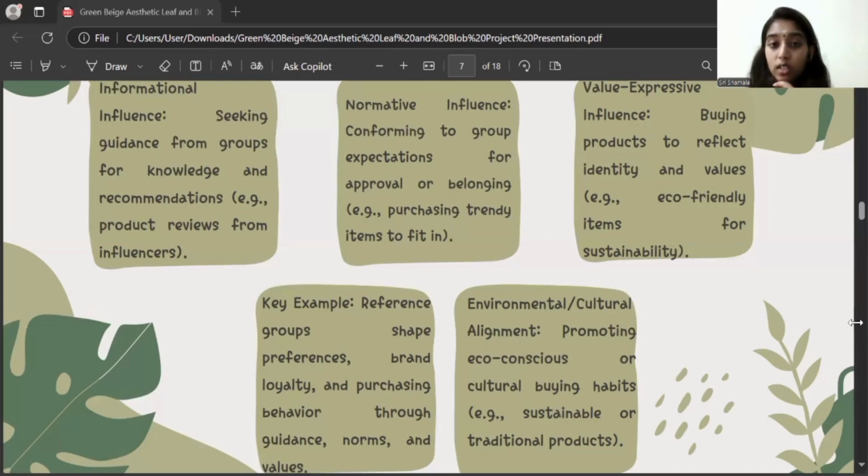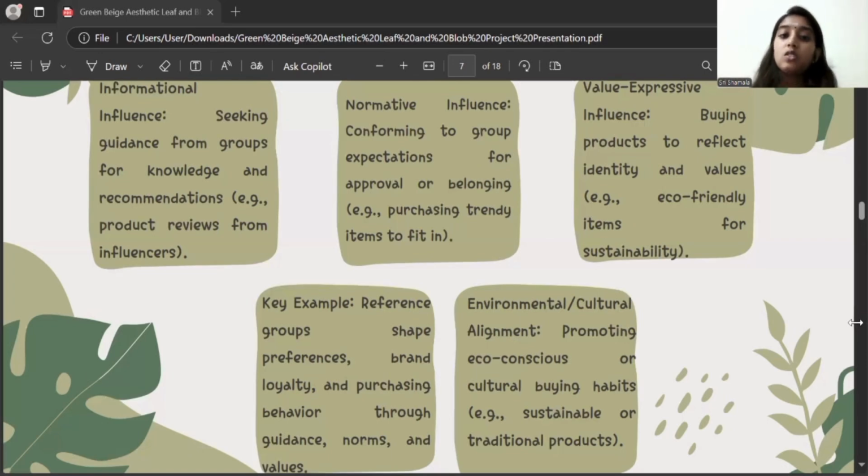Moving to the third one, expressive influence. Value expressive influence reflects using products to express personal identity, or to align with the group's values. This is more about someone buying a product based on the preferences of their surroundings. For example, someone may buy organic food or eco-friendly products to connect with a group that values sustainability. They might also purchase a luxury car to reflect their success and status. So this is value expressive influence.